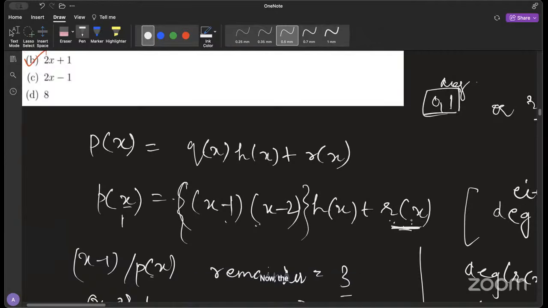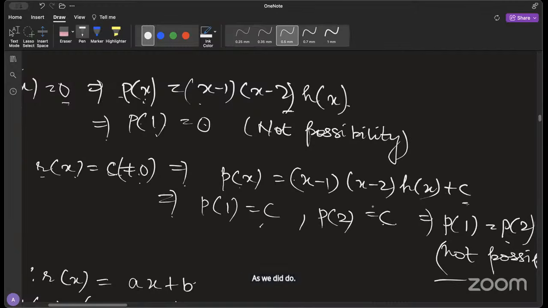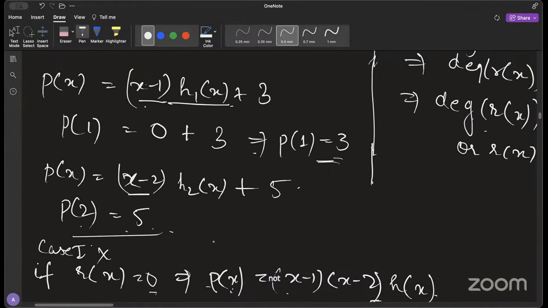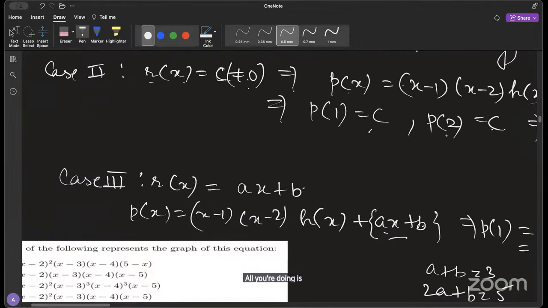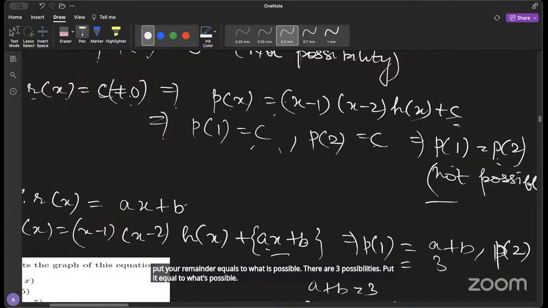Now the next one is you take remainder equals constant. If you take it to be constant, then substitute P1 here, you will get the same constant. Substitute P2 here, you will get the same constant. But that means P1 and P2 should have the same values, which is not possible because they have different values. And then we have the third one. All you're doing is testing each case. There are 3 possibilities. Put the remainder equal to what's possible and put 1 and 2 to check if it's consistent or not. What do you get?